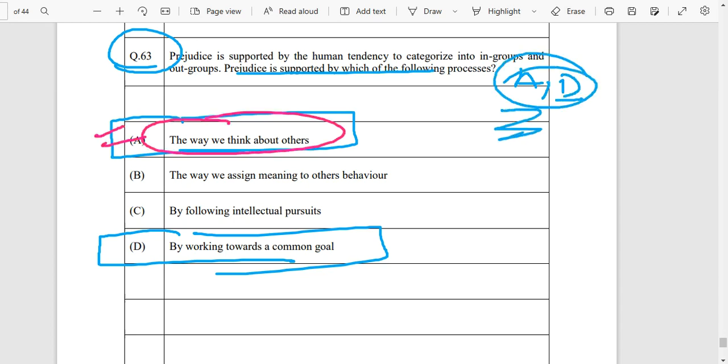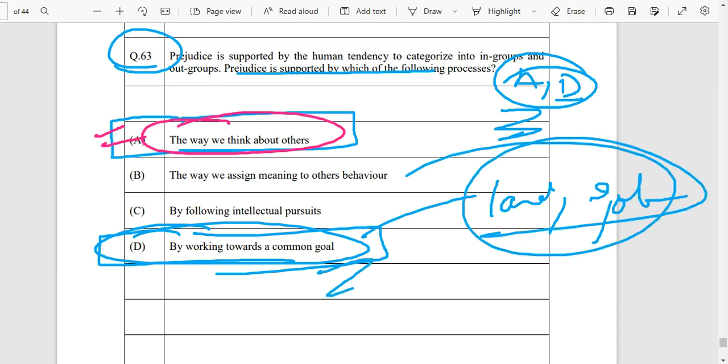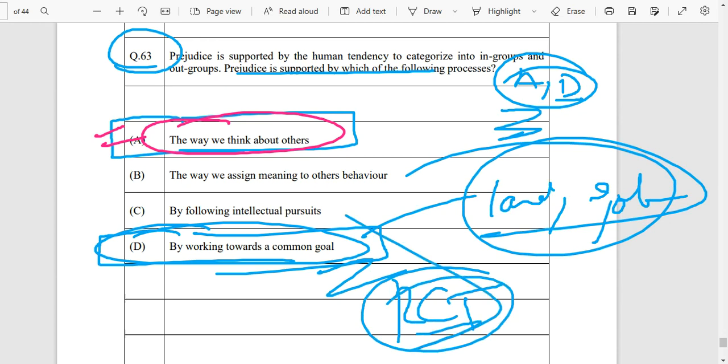So it's simply the way we think about others, how you will think about others, and this is by working towards a common goal, maybe a land, maybe a job, maybe anything. Okay, so this gives out your RCT theory in your social psychology. Let's move ahead to question number 64.